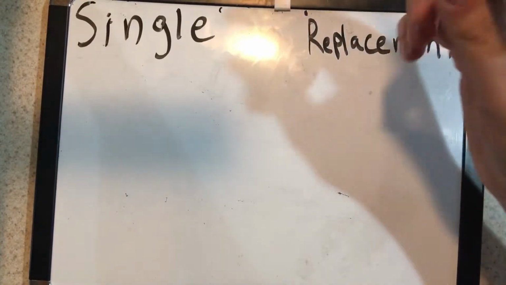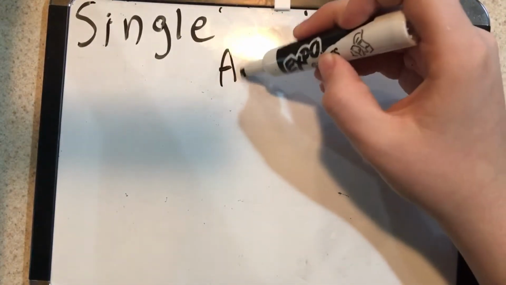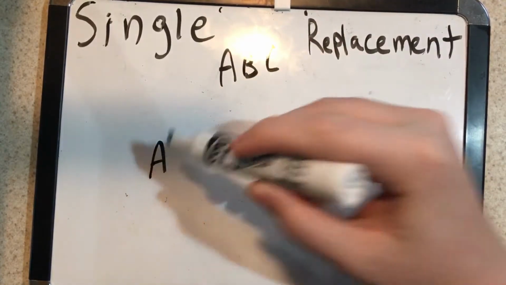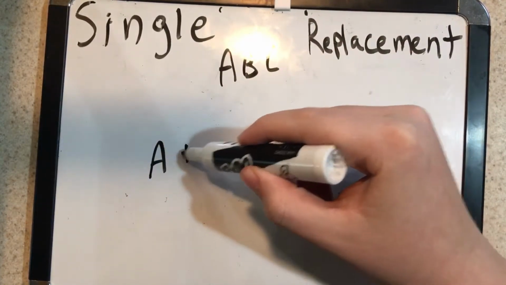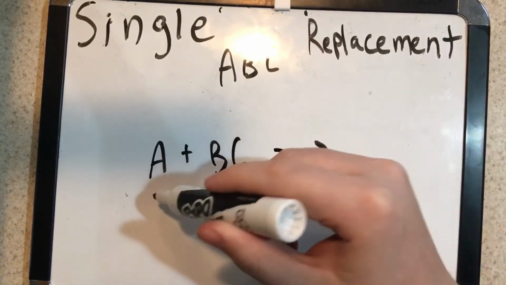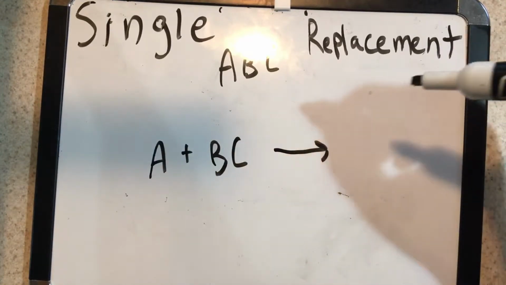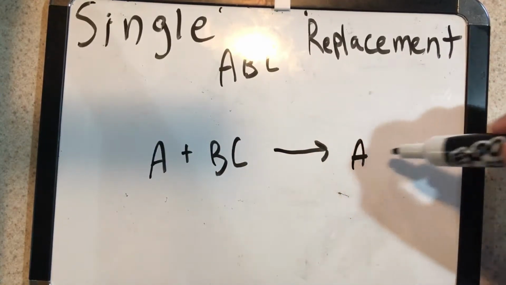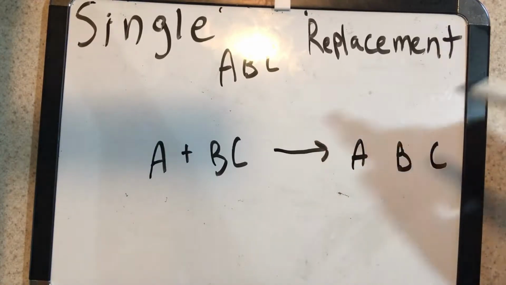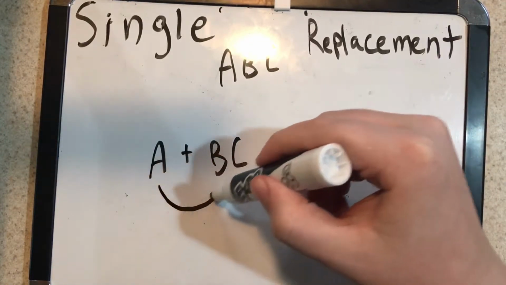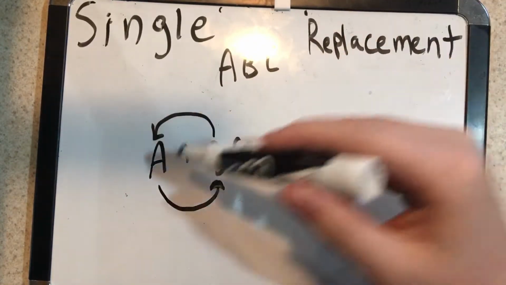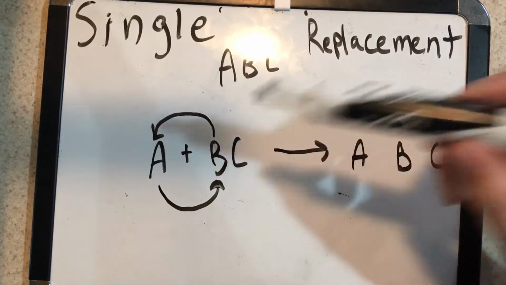First, we start with a single replacement reaction. I'll demonstrate how a single replacement reaction works with the letters A, B, and C. First, we have reactant A plus reactant BC. And this must yield all of the reactants, just in a different form. So there would be A, B, and C all appearing, just not necessarily in this order. So in a single replacement reaction, a single element is being swapped with another single element. So A would be replaced with B and B would be replaced with A.